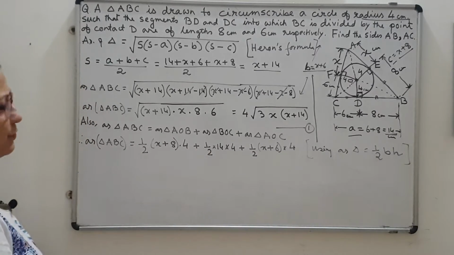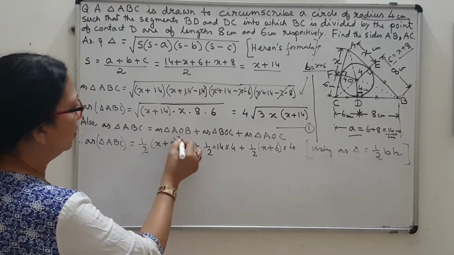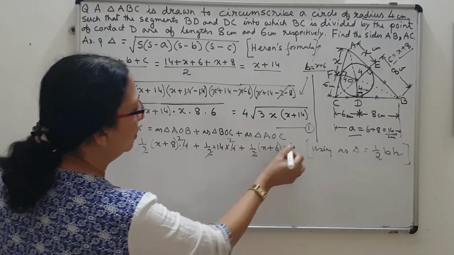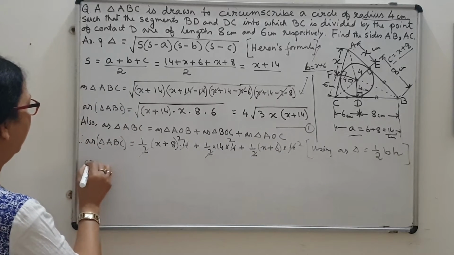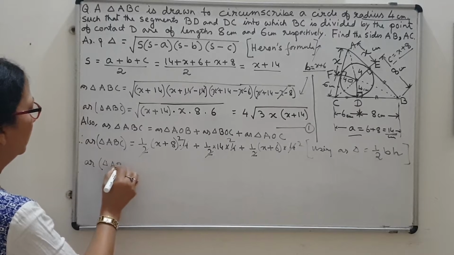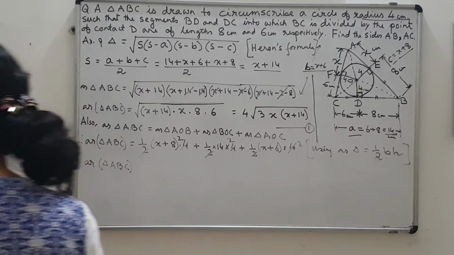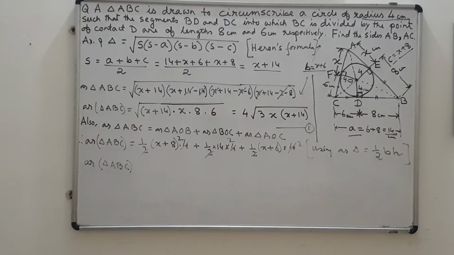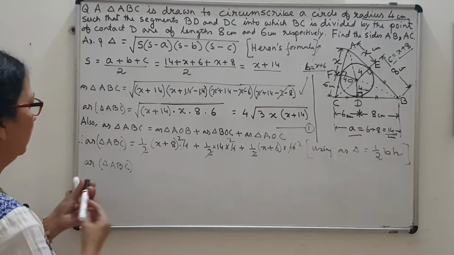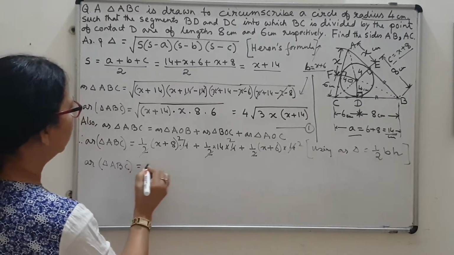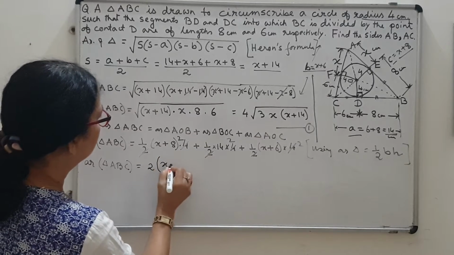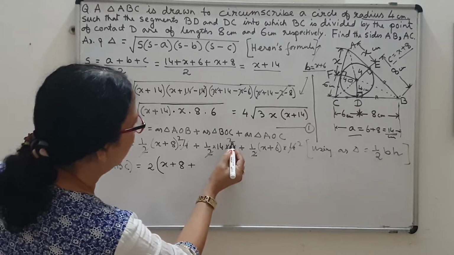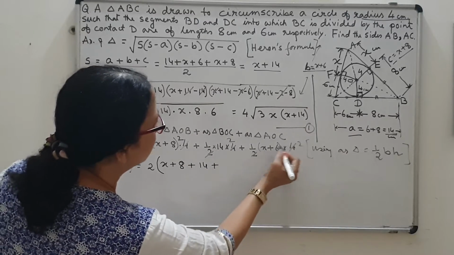Okay, let us further simplify. We will cancel out this 2, 2, 2. Now these 2 can be taken common. So area of triangle ABC, I will be taking 2 common. So what is left inside from this? x plus 8, and from this I have taken common 14, and from this x plus 6.